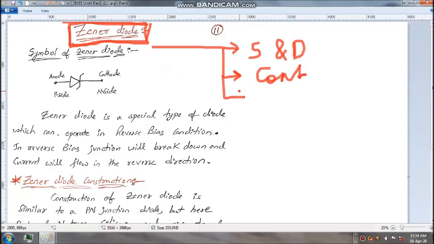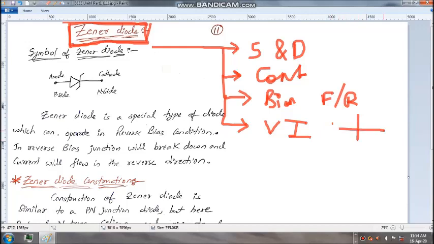And the next thing we are going to cover is biasing. We are going to bias the Zener diode in forward bias as well as in reverse bias and see what happens, how the Zener diode performs in both reverse and forward bias conditions. The next thing is the VI characteristics of a Zener diode. We drew the VI characteristics for a PN junction diode, which will be in this particular way. Similarly for the Zener diode, the VI characteristics are also similar but with a little difference. And the final thing is applications of a Zener diode.